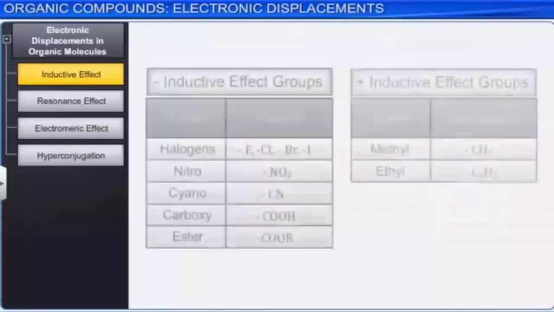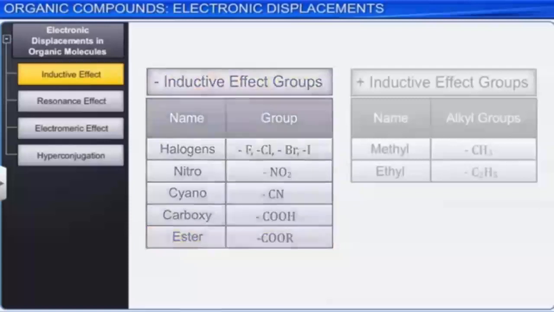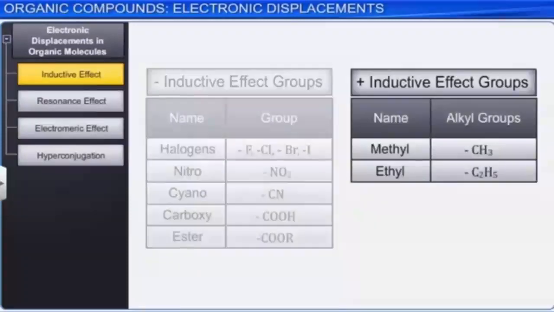Halogens, nitro, cyano, carboxy and ester groups are electron withdrawing or minus inductive effect groups. Alkyl groups, for example, methyl and ethyl, are electron donating or plus inductive effect groups.